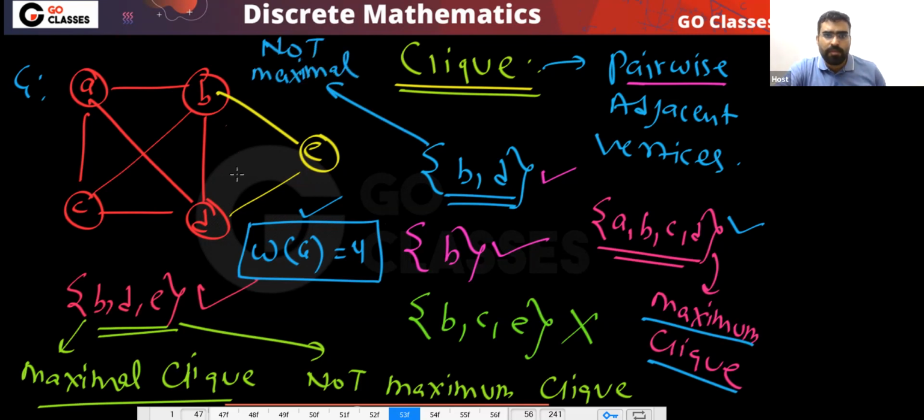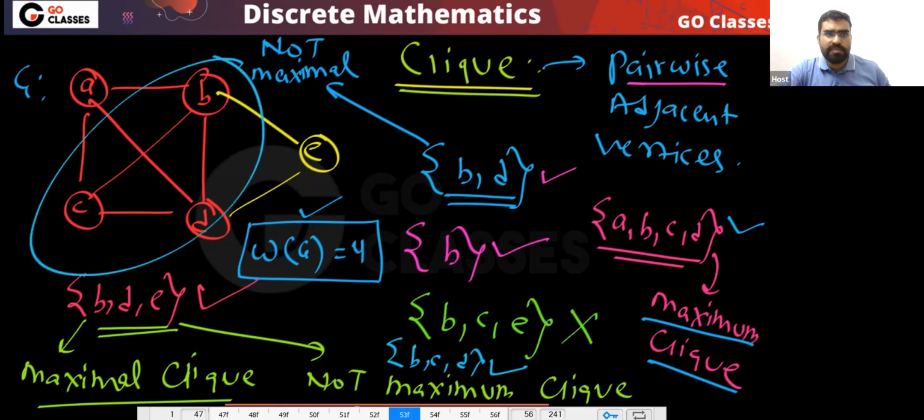This is not maximal because you can add E. In this, you can add E. You can also add C. For example, this is a clique. Yes or no? BCD. This is a clique. This BCD is also a clique.